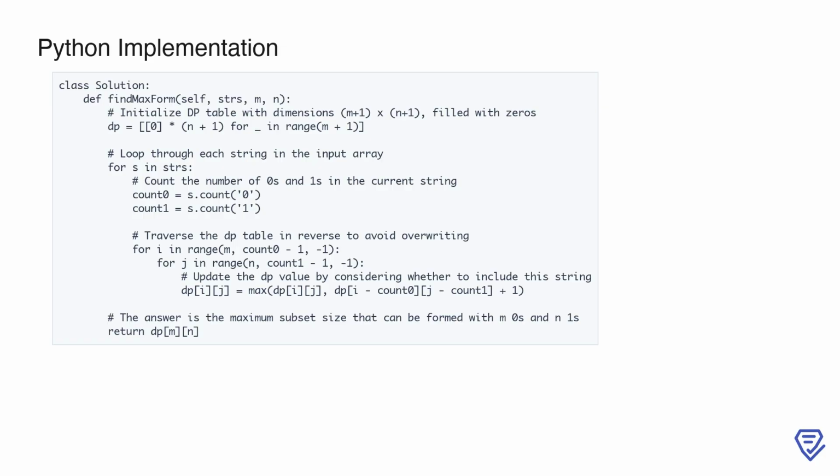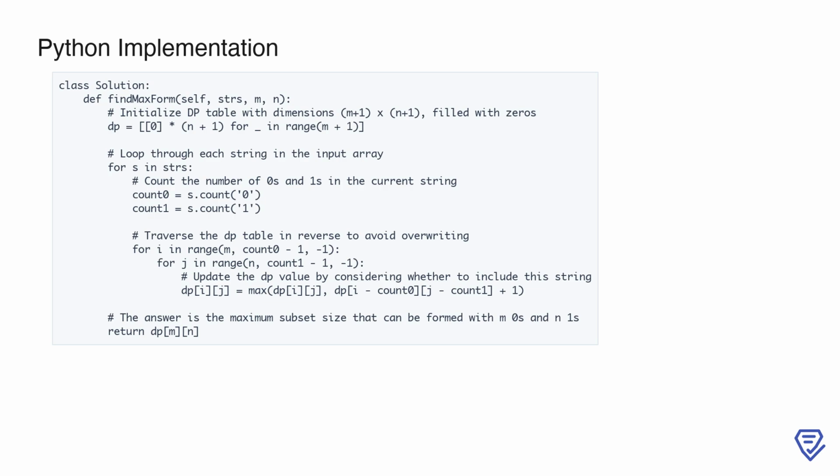3. Update the DP table. The DP table is updated in reverse order, starting from m down to count0 (the zeros), and n down to count1 (the ones). This reverse traversal ensures that updates do not overwrite values that are yet to be considered in the current iteration.